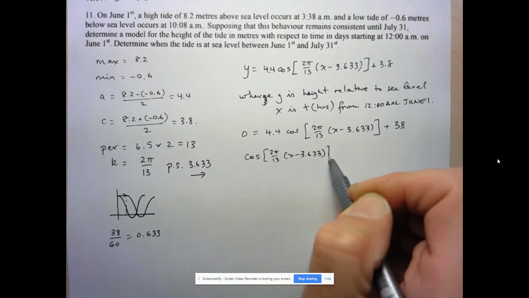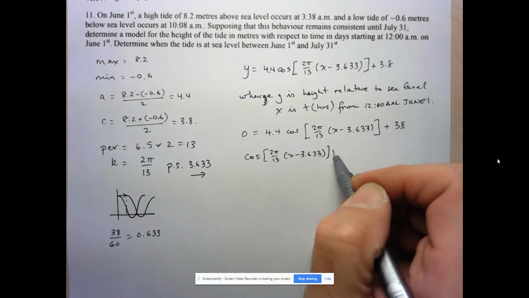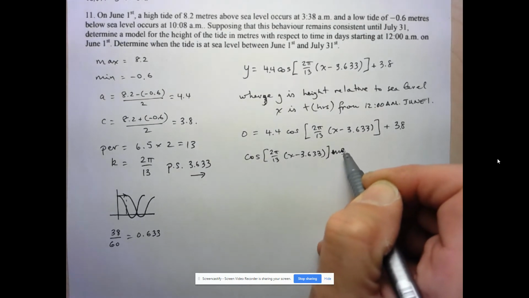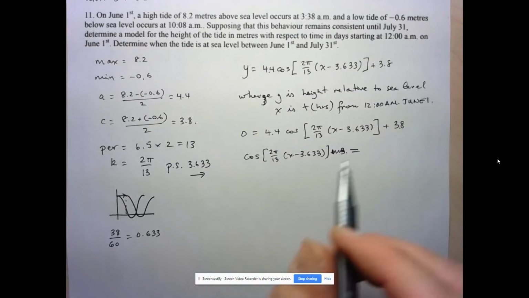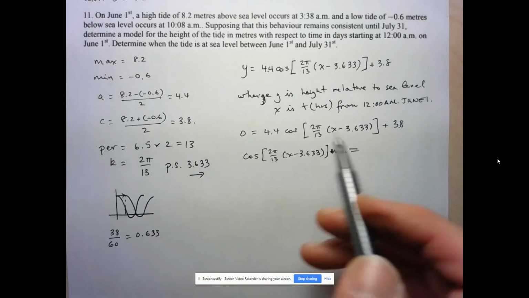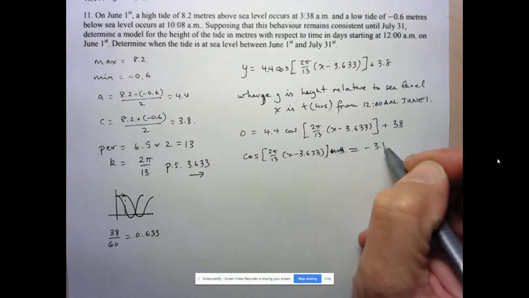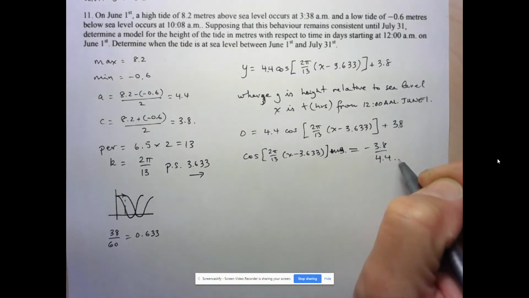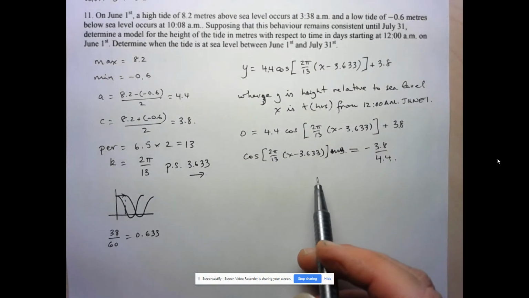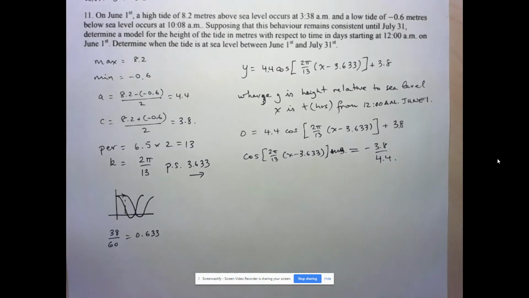Okay, when you're doing a problem like this, one thing you need to be careful of is not to miswrite anything. We're actually isolating, so we want that to be equal to, bringing our 3.8 to the side, so it'll be negative 3.8 over 4.4. I'm not going to calculate this. I'll just put this in the calculator as is so that I can get a more accurate answer.